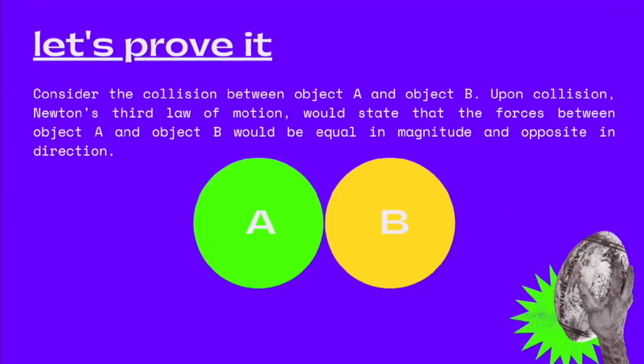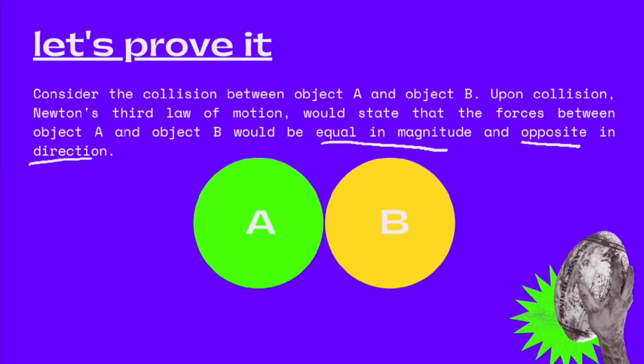So in order for us to understand the law of conservation of momentum, let us prove it using its components. So let's start off with the force that each object applies upon collision. We know that upon collision, object A will apply a force to object B, and object B will apply a force to object A. Now, Newton's third law of motion states that the forces both objects apply to each other would be equal in magnitude and opposite in direction.